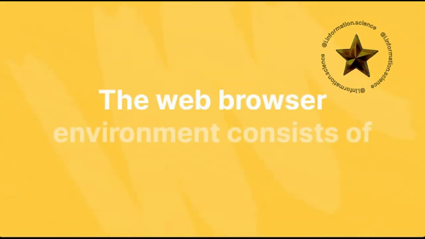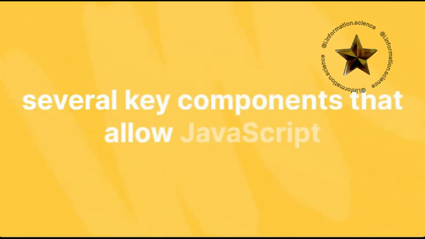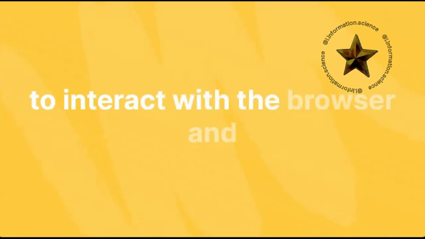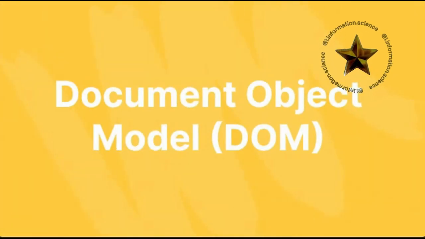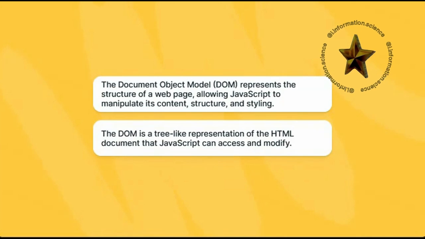The web browser environment consists of several key components that allow JavaScript to interact with the browser and web pages. Document Object Model (DOM). The Document Object Model (DOM) represents the structure of a web page, allowing JavaScript to manipulate its content, structure, and styling. The DOM is a tree-like representation of the HTML document that JavaScript can access and modify.